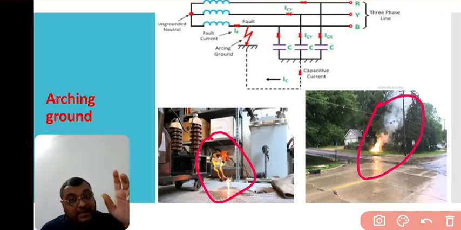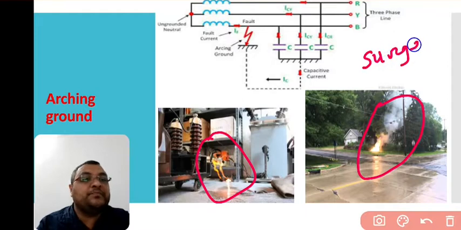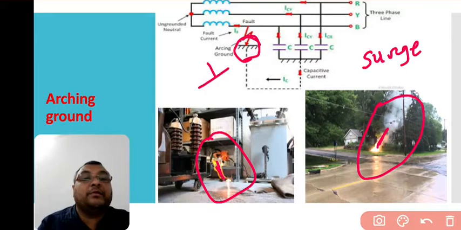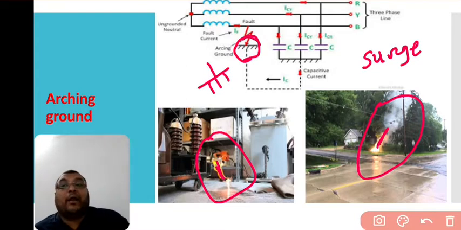How can we define the arcing ground? We can define the arcing ground: it will produce a surge. This kind of surge will be there if the neutral point, and this is the main reason, is not properly grounded or not properly connected with the earth. Then the arcing ground will happen.